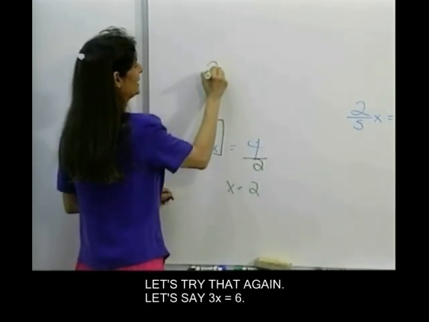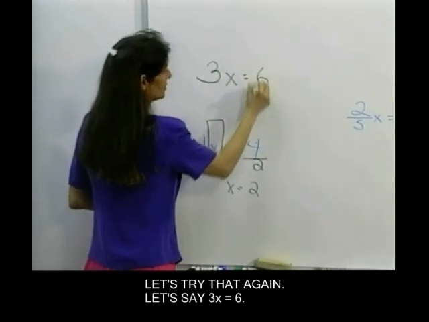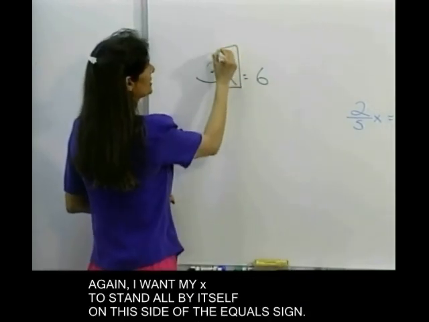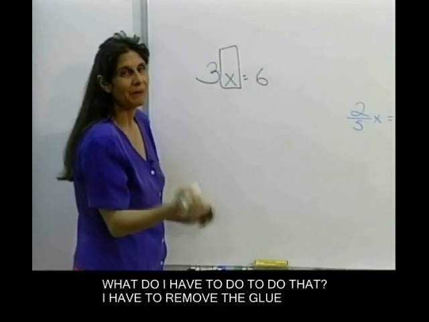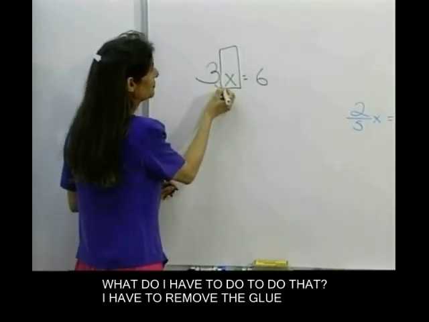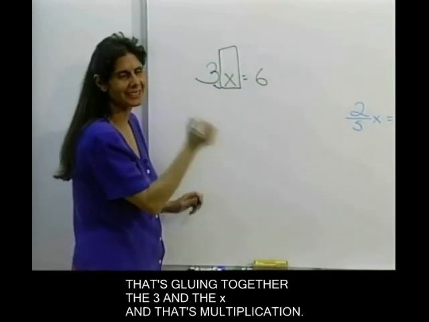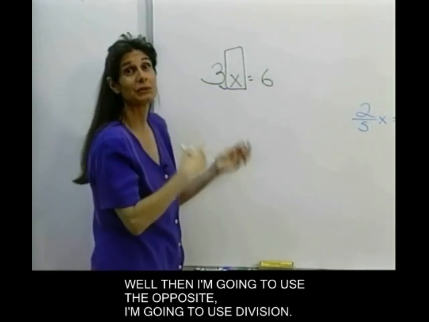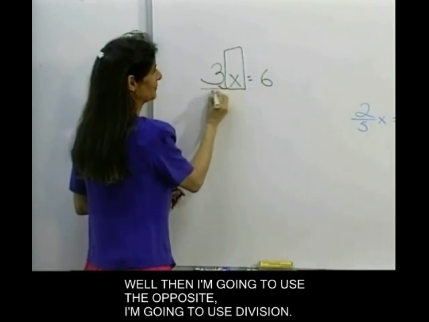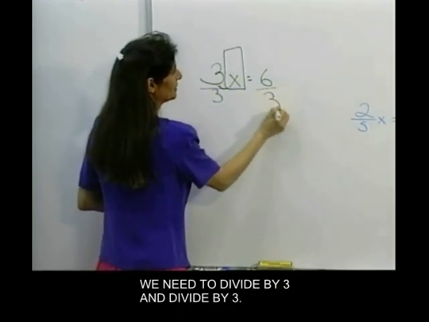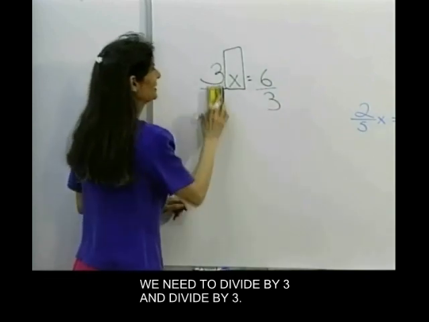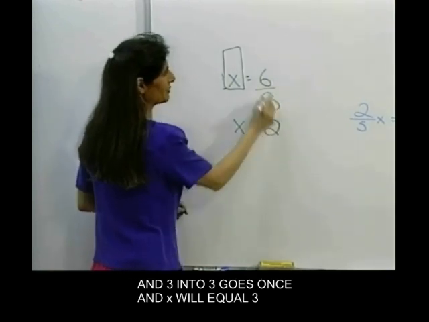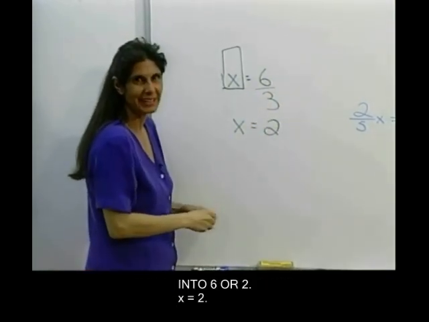Let's try that again. Let's say 3x equals 6. Again, I want my x to stand all by itself on this side of the equal sign. What do I have to do that? I have to remove the glue that's gluing together the 3 and the x, and that's multiplication. And if there's multiplication holding these together, then I'm going to use the opposite. I'm going to use division. I'm going to divide by 3 and divide by 3. And 3 into 3 goes once, and x will equal 3 into 6, or 2. X equals 2.